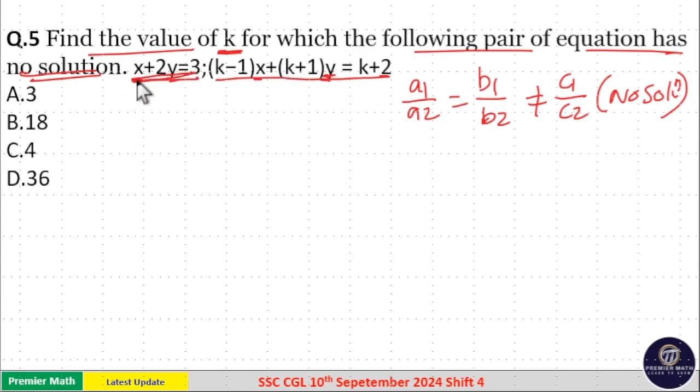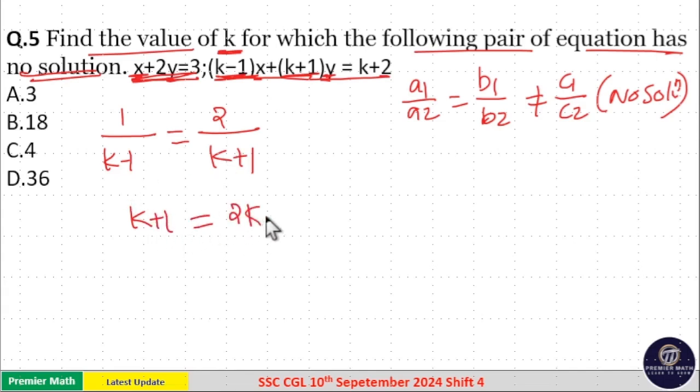That is, from equation 1, coefficient of x is 1. And from equation 2, coefficient of x is k minus 1. This should be equal to, coefficient of y from this equation is 2. From equation 2, coefficient of y is k plus 1. That is, ratio of coefficient of x should be equal to ratio of coefficient of y. Now, k plus 1 is equal to 2k minus 2. So, 2k minus k is equal to k. So, k is equal to 3. Option A is your answer.